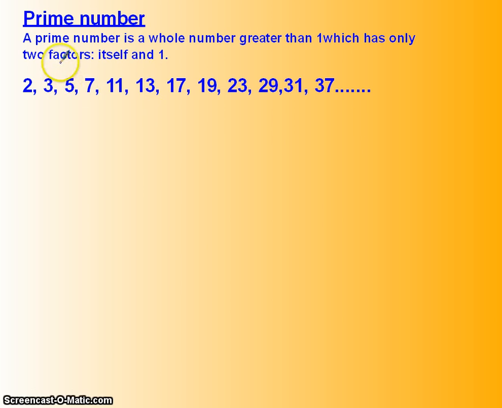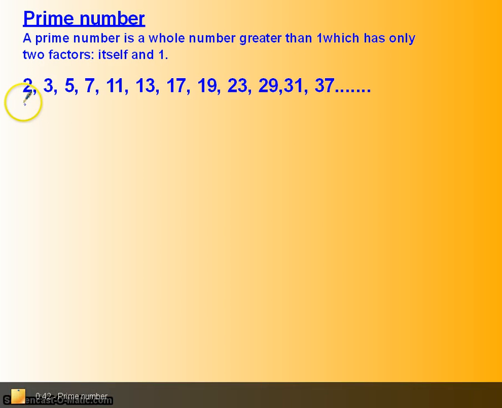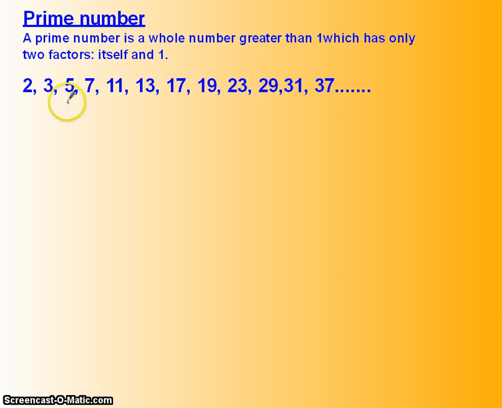So here we have the definition of a prime number: a whole number greater than 1 which has only two factors, itself and 1. So in this case, our first prime number is 2, it's greater than 1, and it has two factors, itself and 1. And then we have a list of the first 12 prime numbers here.